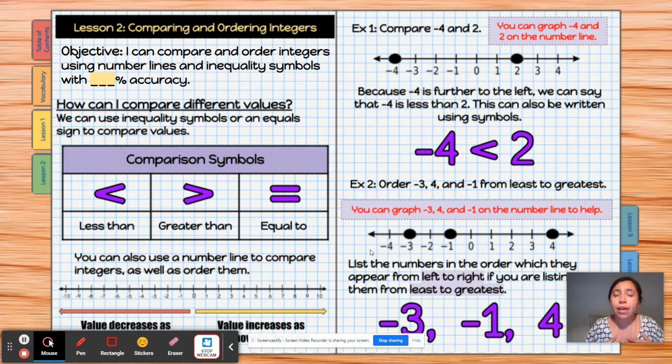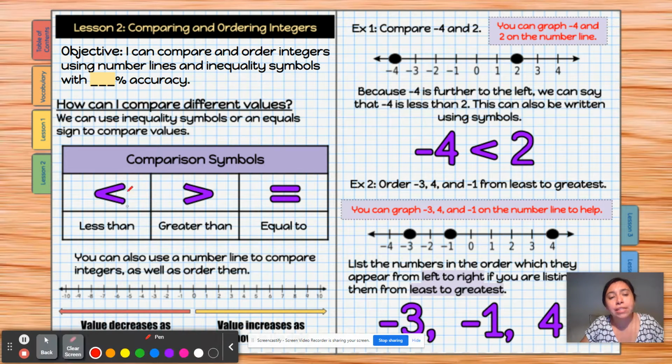If you remember in elementary school, you had alligator mouths. A fun way to remember is that the less than symbol is facing to the right, like a little alligator. Whatever the alligator eats is the bigger number. When the mouth is facing towards the right, it's a less than symbol.